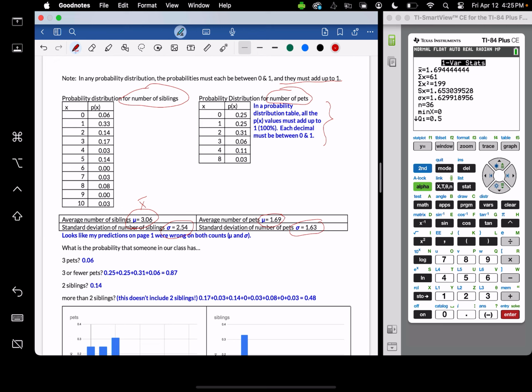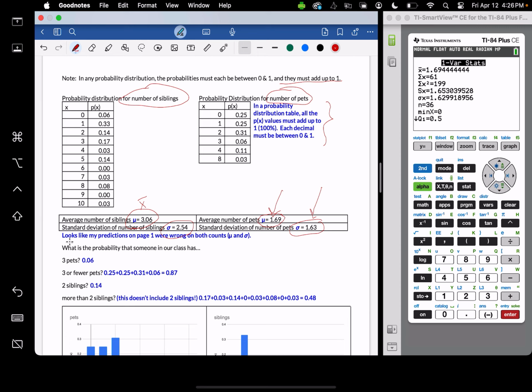Down here, I summarized the value of the mean and standard deviation for both distributions. I showed you how to get the mean by hand. I did not show you how to get sigma by hand. It's a little more involved, and I don't really care that much about you knowing how to do that. It looks like my predictions on page 1 were wrong. The average number of siblings is a lot higher than the average number of pets, and the variation in siblings is higher, and the variation in numbers of pets is lower.